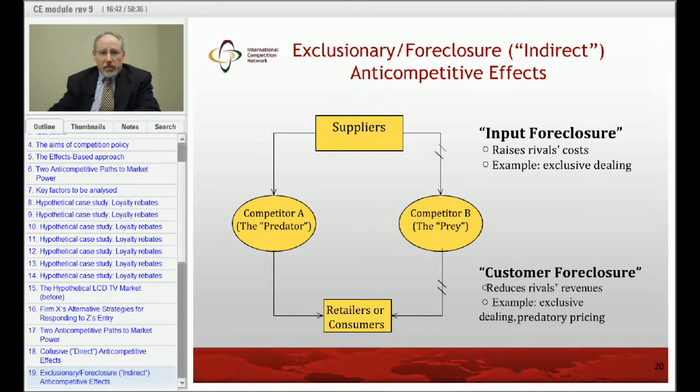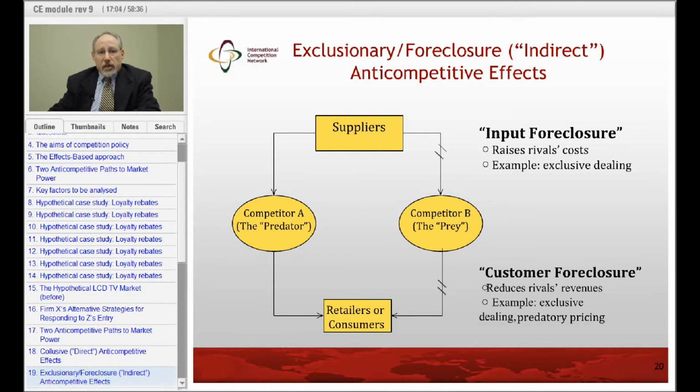A might also be able to impair Z's ability to compete, to raise its costs or completely exclude it from the market by entering into exclusive dealing arrangements with dealers, so that dealers might refuse to deal with Z, or they might deal with Z on terms less favorable than they're willing to deal with X.